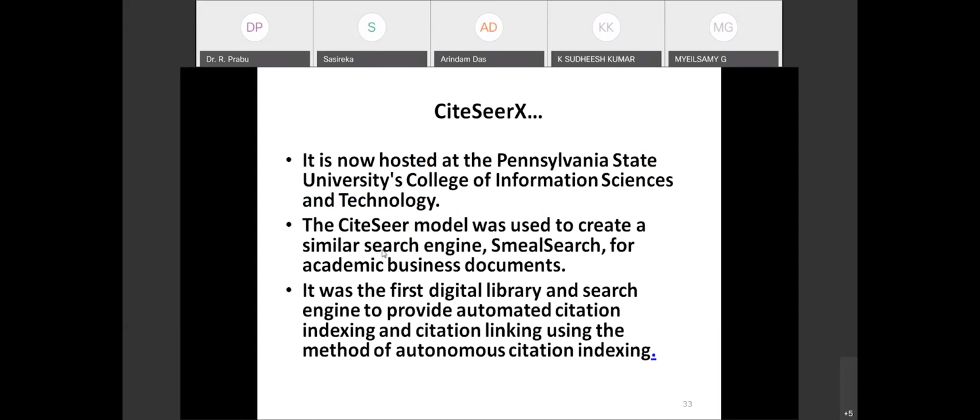This database model was used to create similar search engines for academic and business documents also. It was the first digital library and search engine to provide automated citation indexing and citation linking using the method of autonomous citation indexing. These also give the citation details.